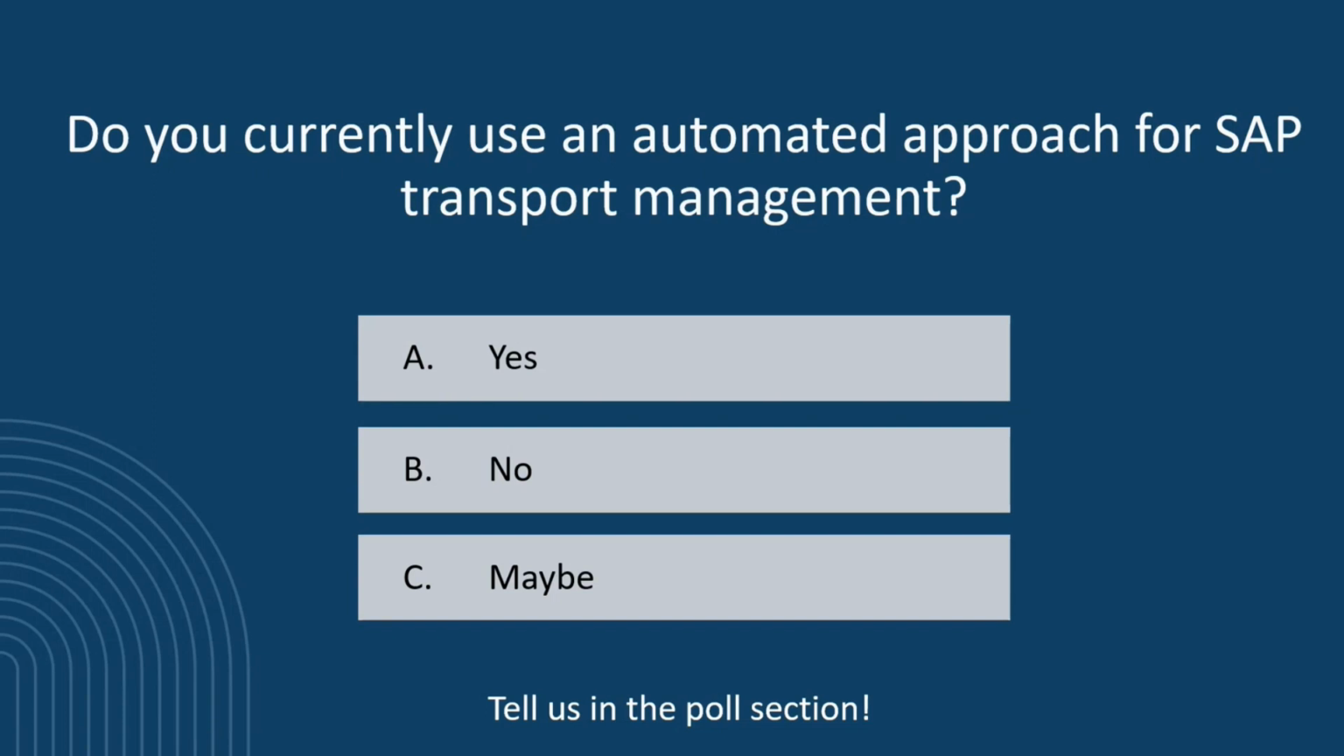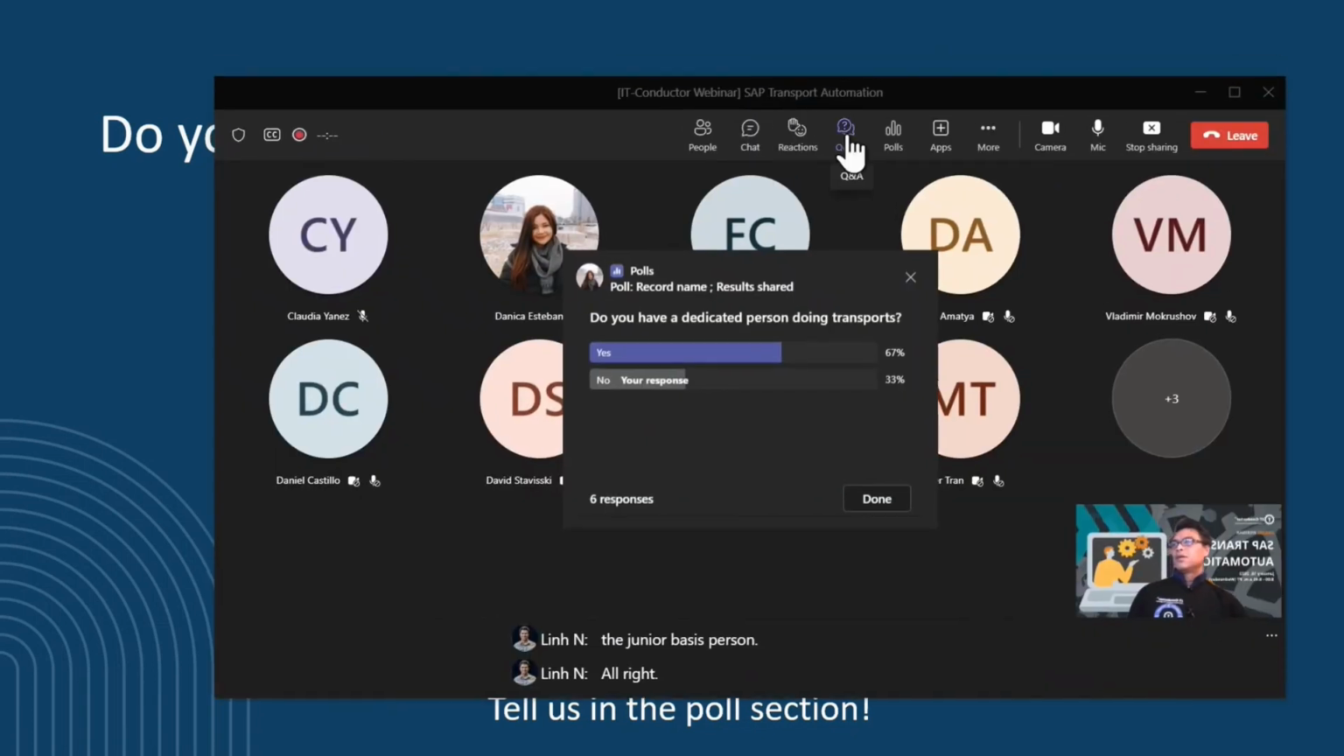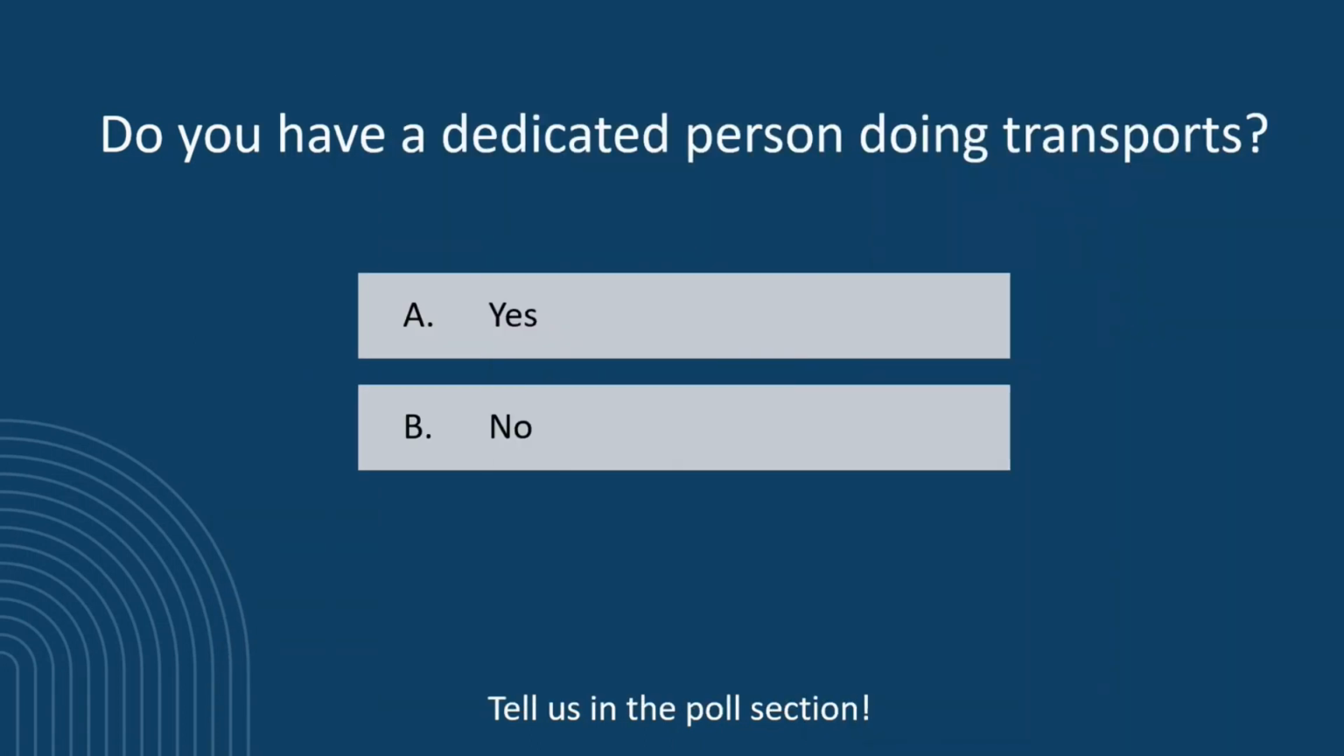Okay, so one last poll here before I go into a little bit more in-depth demo. Do you have a person that does transports, manually or automated? Is there a key contact, a dedicated person, or one person out of your team, maybe the junior Basis person? So I would call that two-thirds have somebody dedicated to do transports. Okay, so that's good to know. I think most teams do have somebody who's working as part of the change management team or part of Basis who handles all the troubleshooting or request process to move transports.